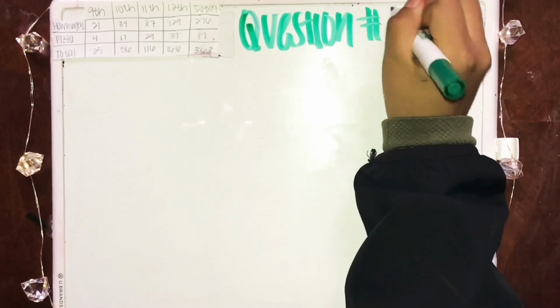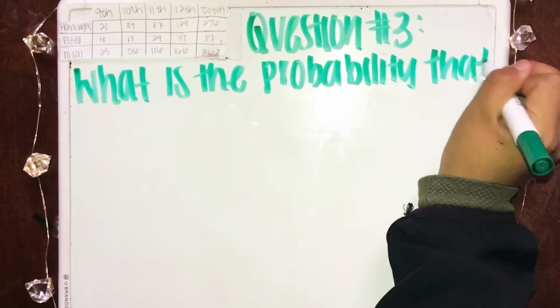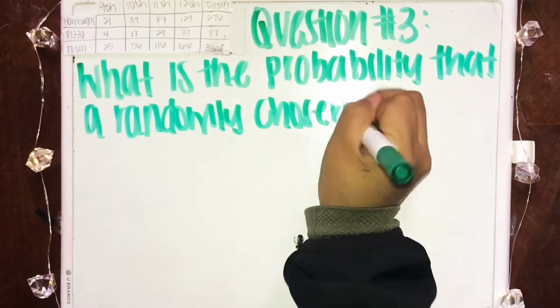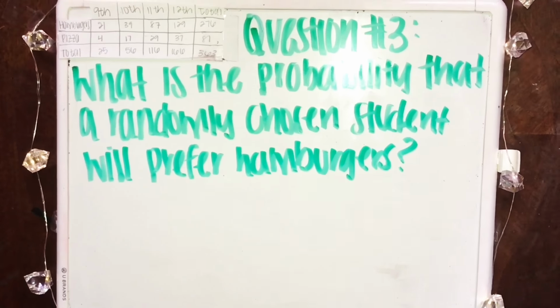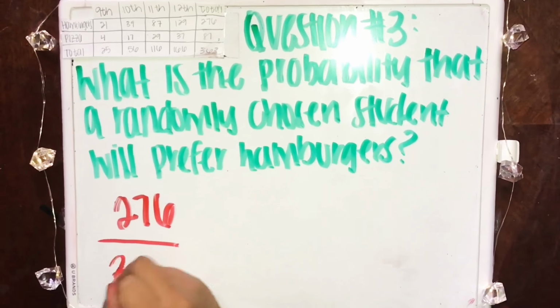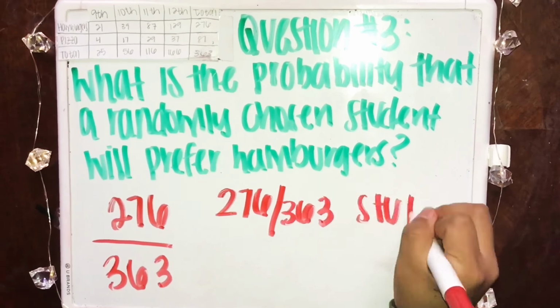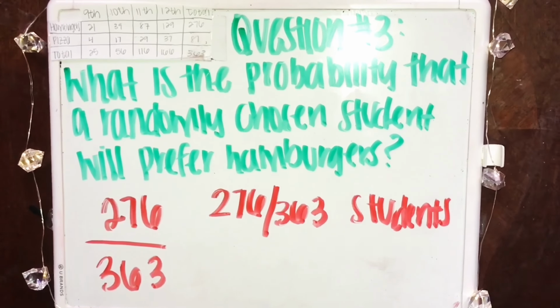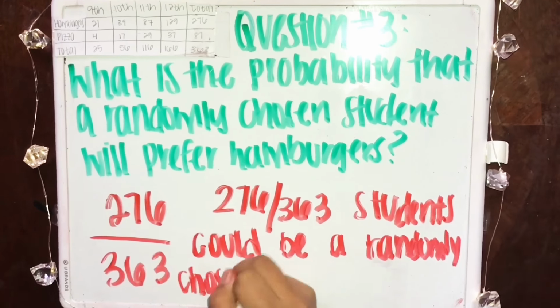Question number 3. What is the probability that a randomly chosen student will prefer hamburgers? Okay, now that would be 276 over 363. So 276 over 363 students could be a randomly chosen student who prefers hamburgers.